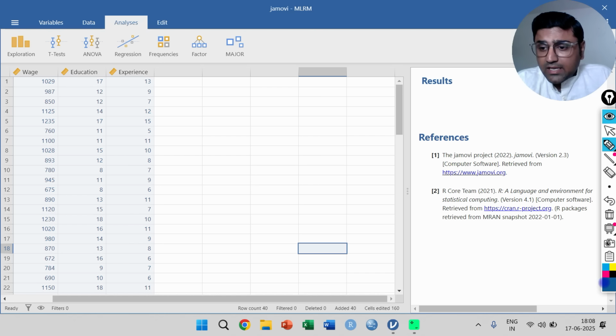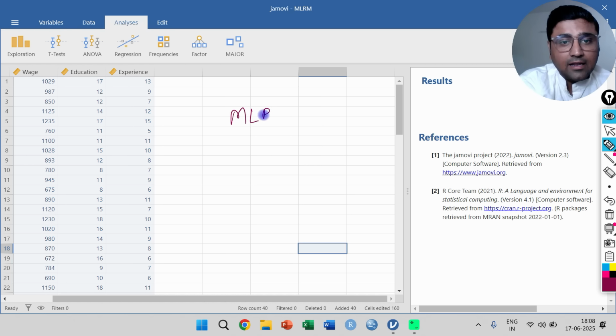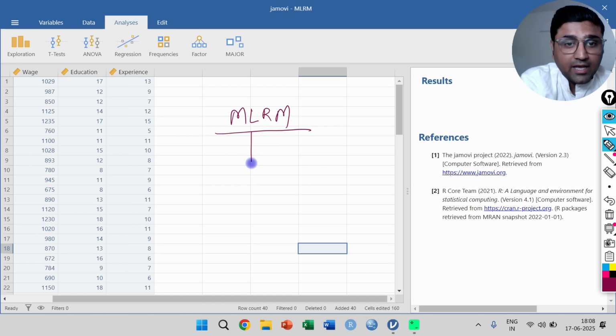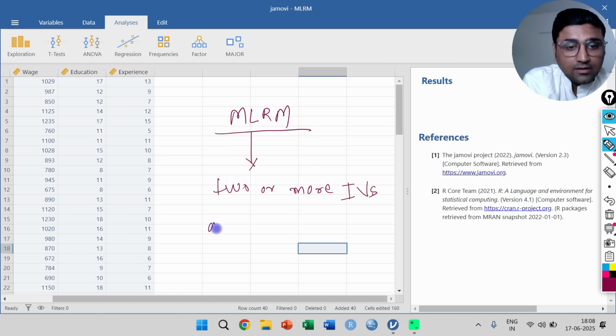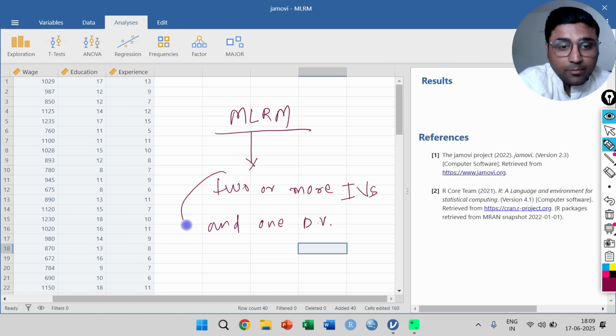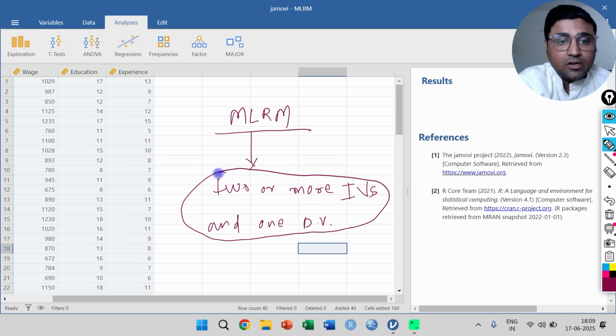So let's understand the meaning of multiple linear regression model, that is MLRM. Multiple linear regression model is an extension of simple linear regression model in which we have two or more independent variables and one dependent variable. And we are interested to know the relationship between two or more independent variables and one dependent variable.